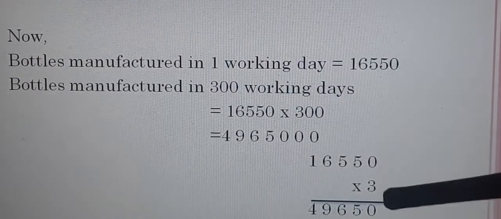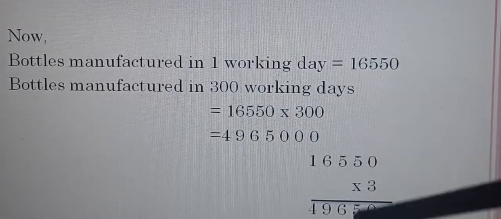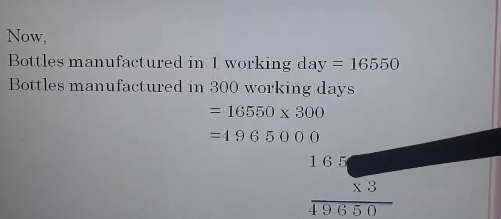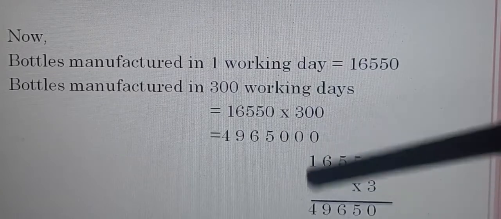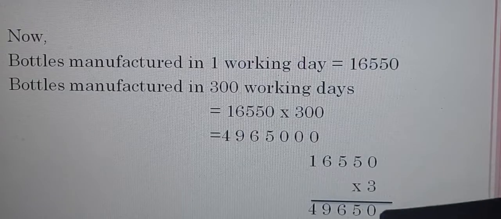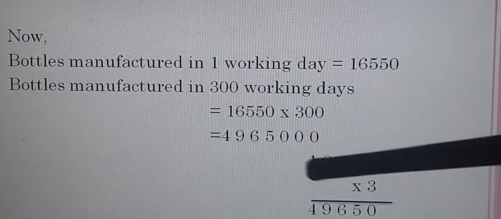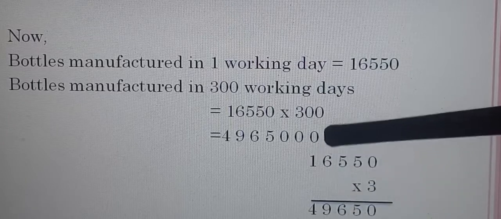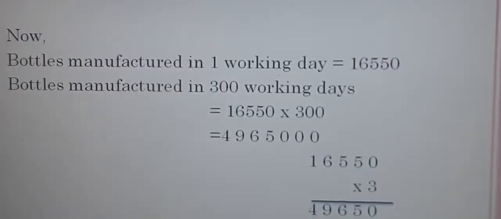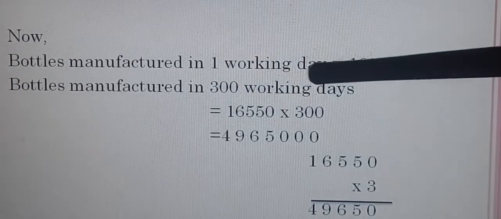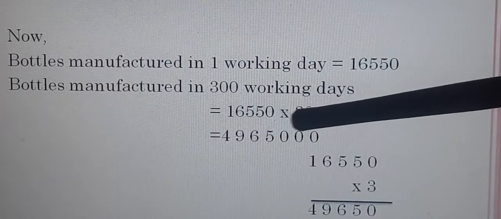16,550 multiply by 300. So 16,550 multiply by 3. 3 zeros are 0. 3 5s are 15, 5 and 1 carry. 3 5s are 15 plus 1 is 16, 6 and 1 carry. 3 6s are 18, 18 plus 1 is 19, 9 and 1 carry. 3 1s are 3 plus 1 is 4. 49,650. Now put 2 zeros to the right side of this product because we have left these zeros, so we will write them down now. So bottles manufactured in 300 days: 49,65,000.